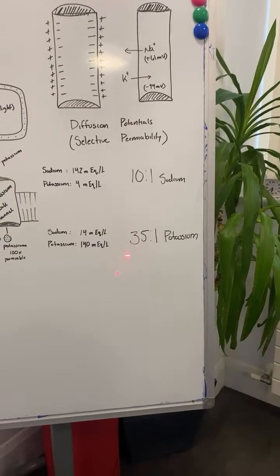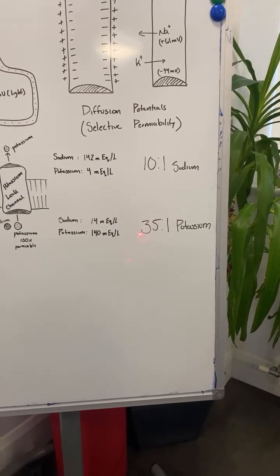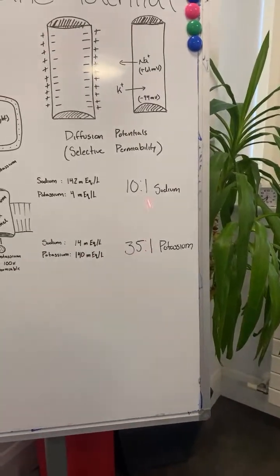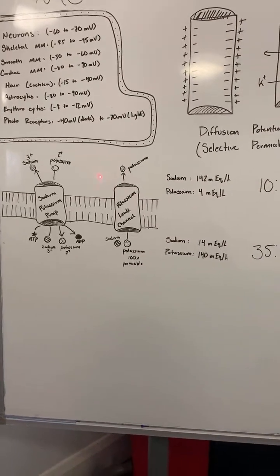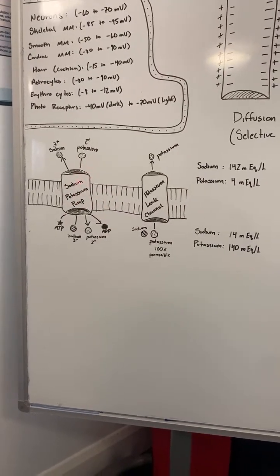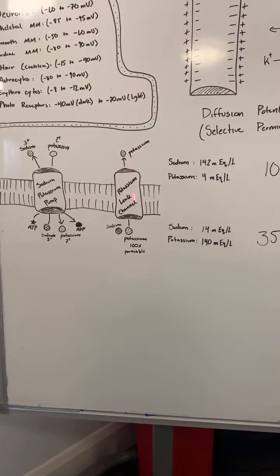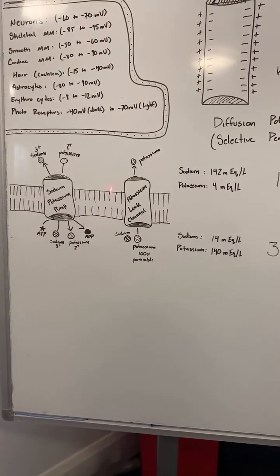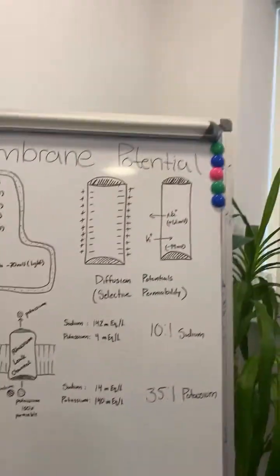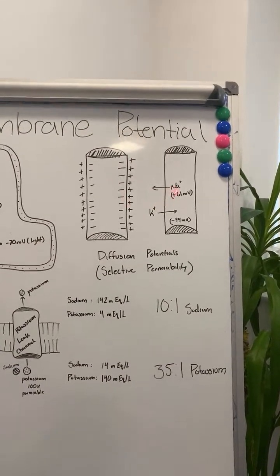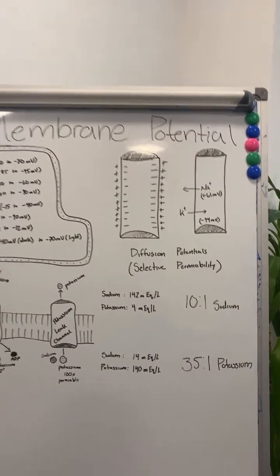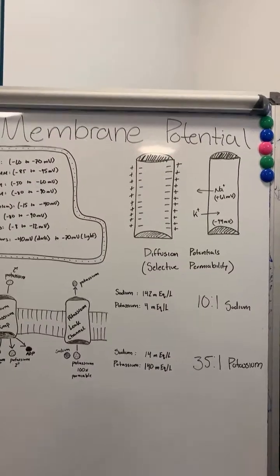For every 35 potassium that we have inside the membrane, we have 1 potassium outside the membrane. So this pump really is doing a lot of work. This leak channel really is doing a lot of work. And then we also have the diffusion rate of sodium and potassium doing a lot of work to make the charge overall negative inside and positive on the outside. So that sets up the membrane potential, the charge difference.